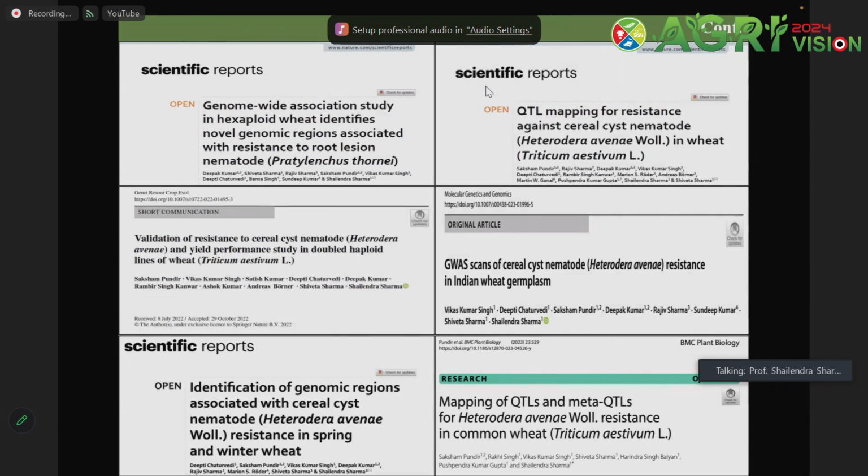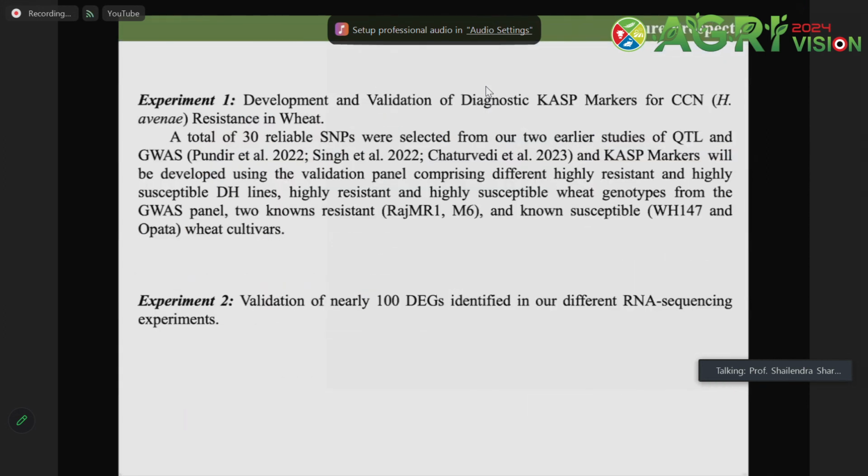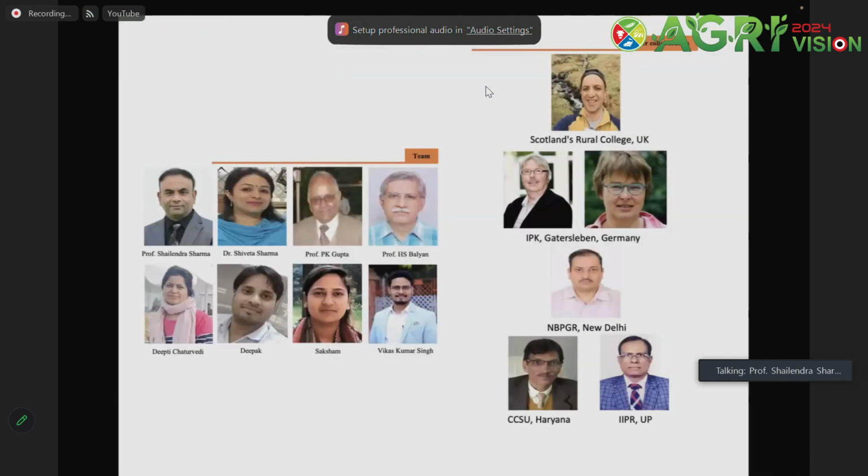So 3 publications from Scientific Reports, one in Molecular Genetics and Genomics, another in BMC Plant Biology, another in Genetic Resources and Crop Evolution. Now we are working on the development of CAPS markers. We want to validate the MTAs. We want to develop some user-friendly markers. So now our next goal is to finalize our transcriptomic study and the development of the diagnostic CAPS markers.